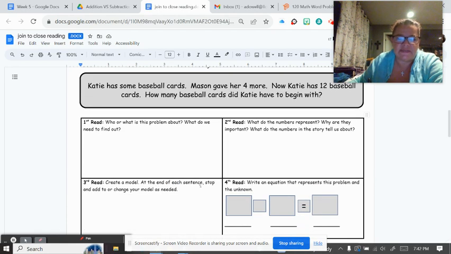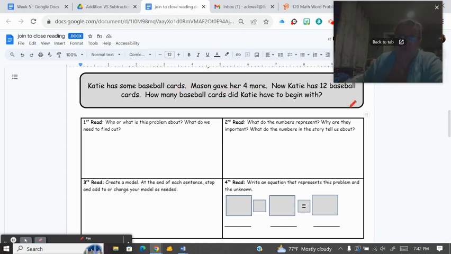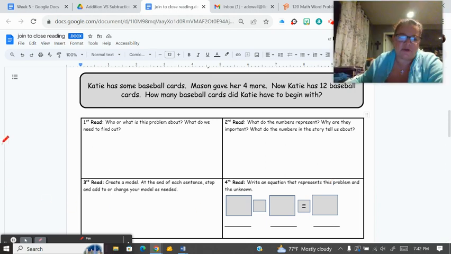Okay, so let's try this one together. It says, Katie has some baseball cards. Mason gave her 4 more. Now Katie has 12 baseball cards. How many baseball cards did Katie have to begin with? So let's look at this. Who or what is the problem about? What do we need to find out? Go ahead and pause this video to decide who or what the problem is about. You can discuss it together.